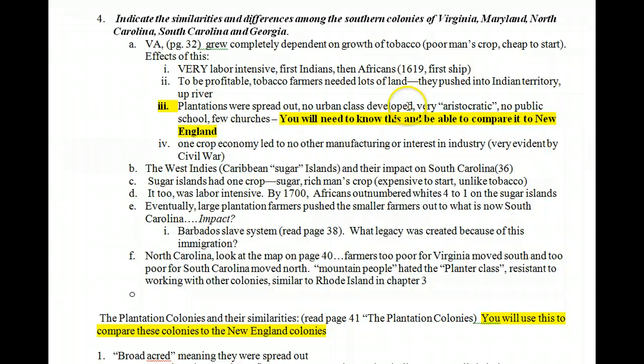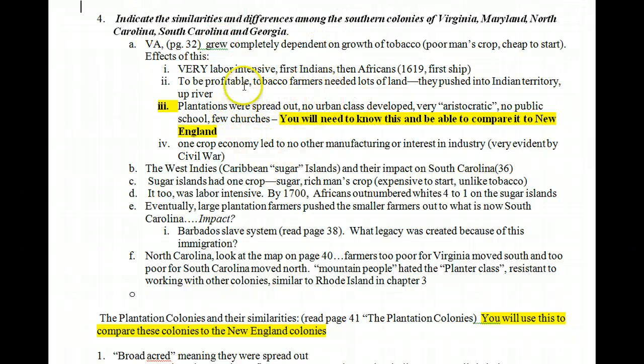No urban class developed. A very aristocratic society, meaning you're born into certain classes, so to speak. You know, that's what you were born into. No public school, few churches, and you'll need to know this. You're going to start a comparison between these colonies and New England colonies because it's ultimately all going to lead to the Civil War. So this is one of the ways that they were similar.